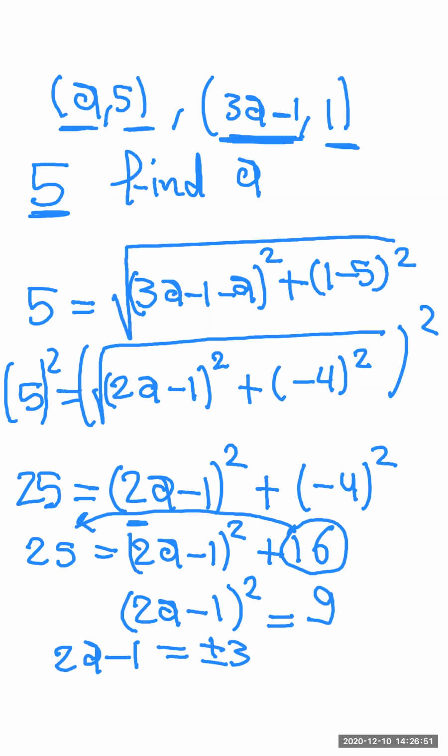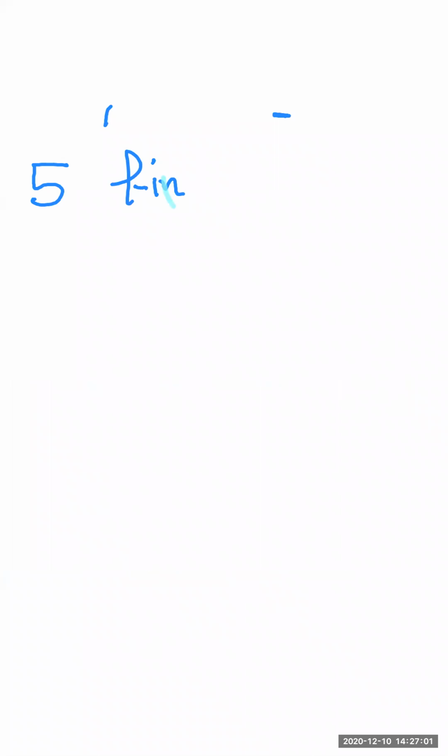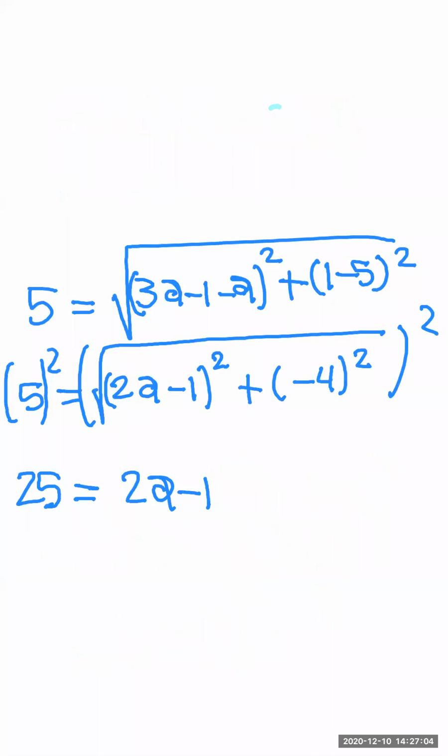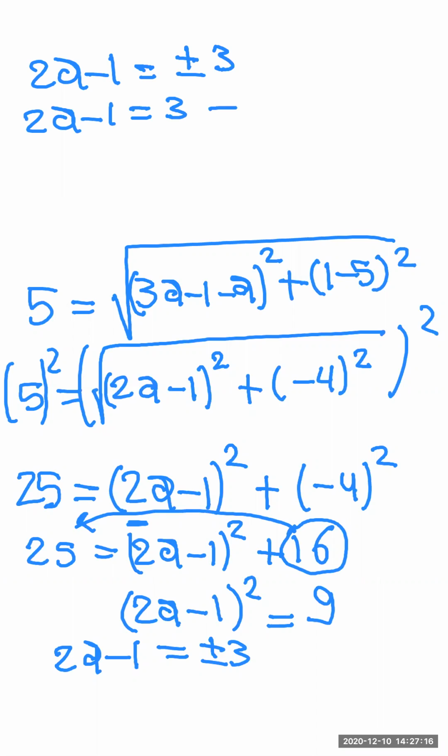Okay, now let's clear this part from the board so that we can continue the solution. So first, 2a minus 1 equals, we said, positive or negative 3. If 2a minus 1 equals 3, therefore 2a will equal 4, shifting the negative 1 to the other side as positive. So a will equal 2.